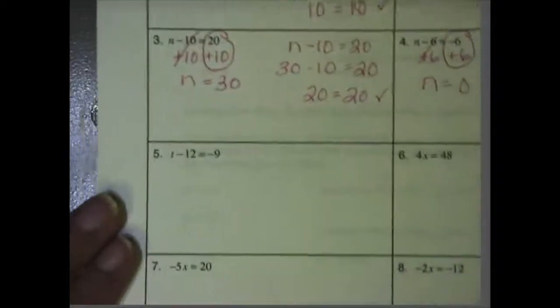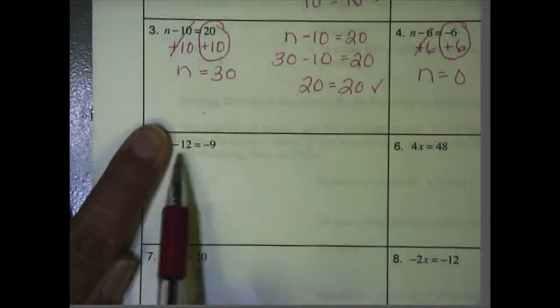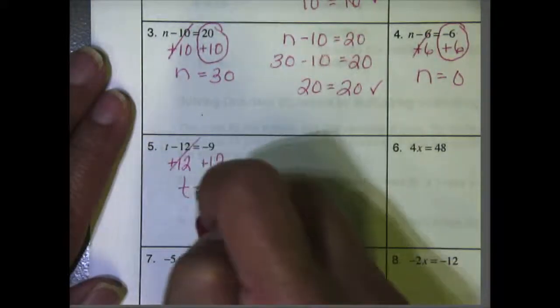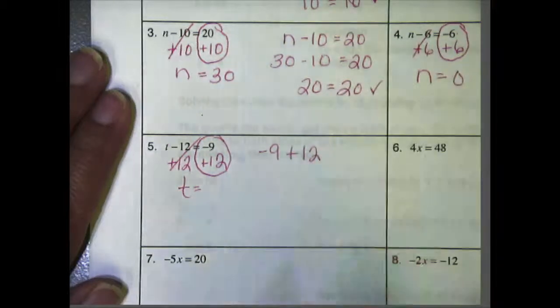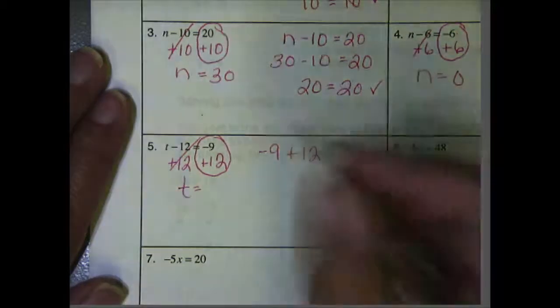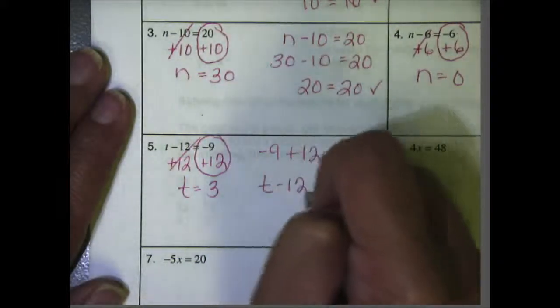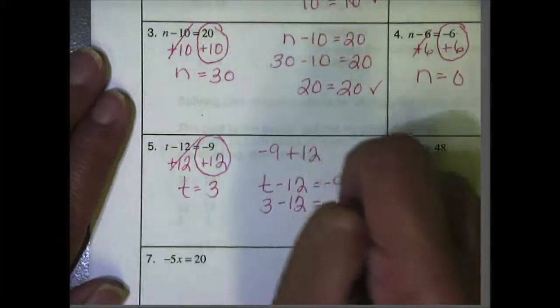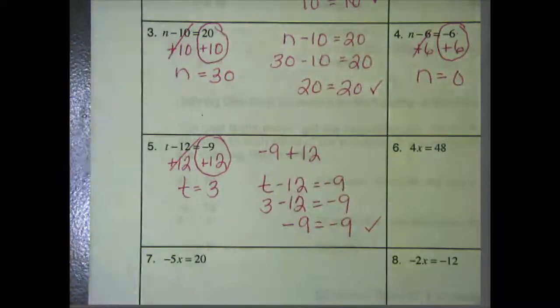All right, let's take a look at number 5. We have t minus 12 equals negative 9. Let's cover up that variable. Leaves us with negative 12, so we know if it's negative, we need to add. These cancel. T equals negative 9 plus 12. If you need to look at it out here to see what it's going to be, that's fine. Negative 9 plus 12, I know, is positive 3. So let's check it. Substitute 3 for t. 3 minus 12 is negative 9. So we know we got it correct.